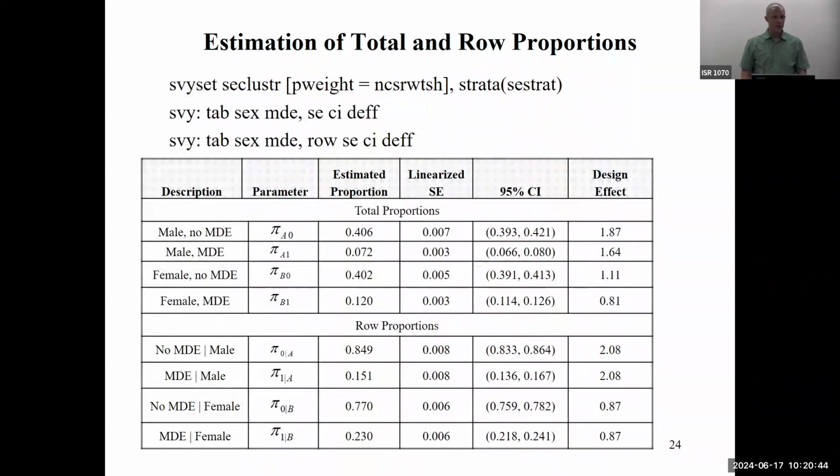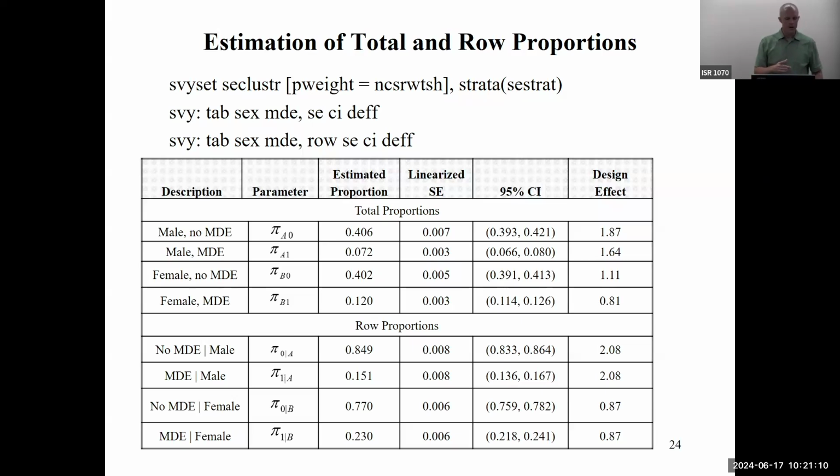proportions and row proportions. Okay? So here's how we go about doing that. First of all, declare the design variables for the NCSR. The cluster codes, the short weight, because this variable is measured for everybody in the survey, not the subset that was given part 2 of the survey. So we're using the short weight that was available for everybody. And then the stratum codes. Okay, so we declare our design variables.